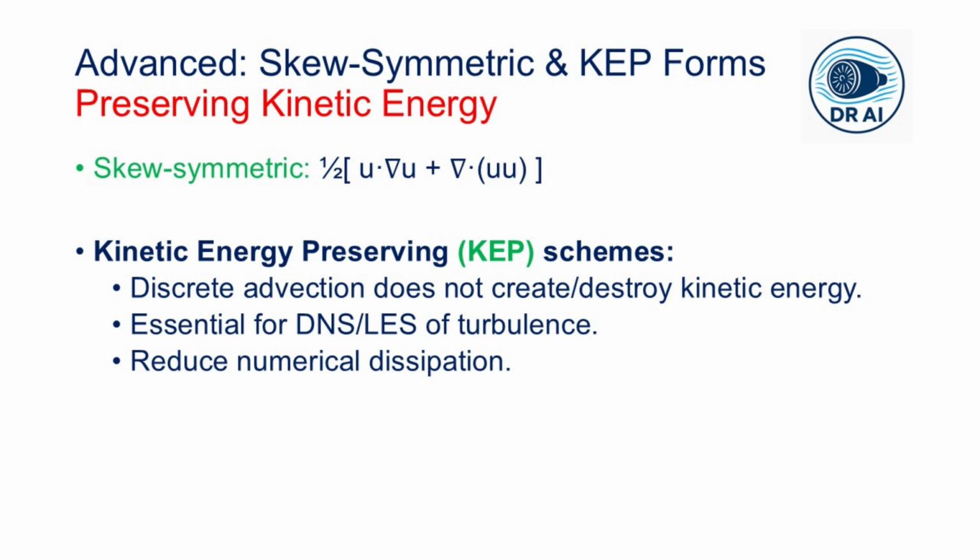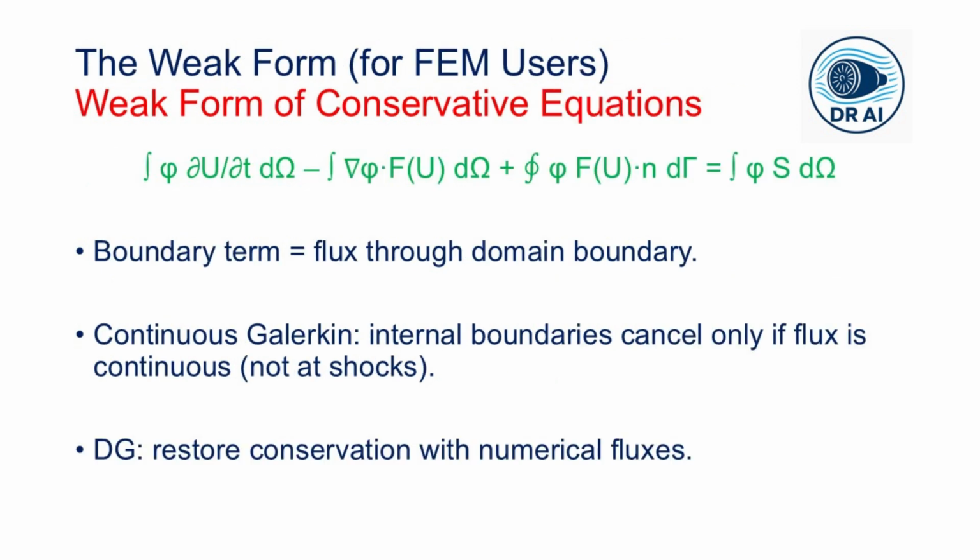For cutting edge turbulence research, KEP schemes are the gold standard. Now, moving on, this particular segment is for those of you who use finite element methods. The weak form is a different way of writing the equation, not by discretizing the derivatives directly, but by multiplying by a test function and integrating over the domain.